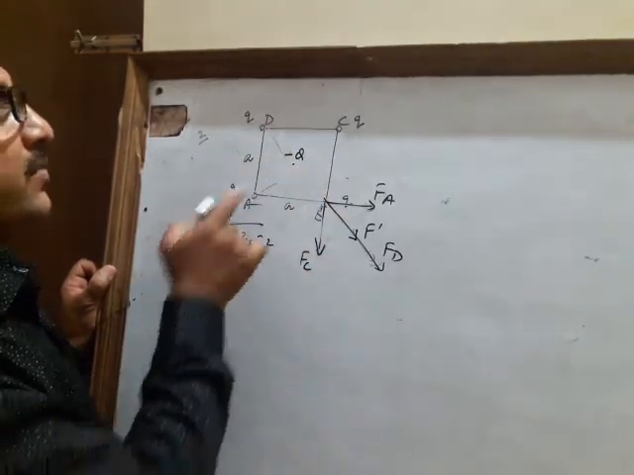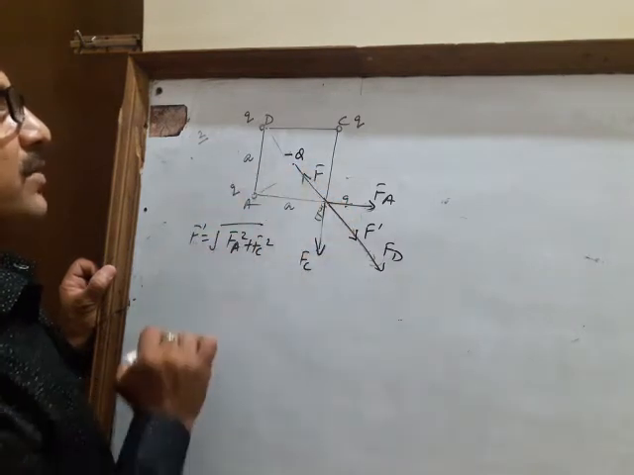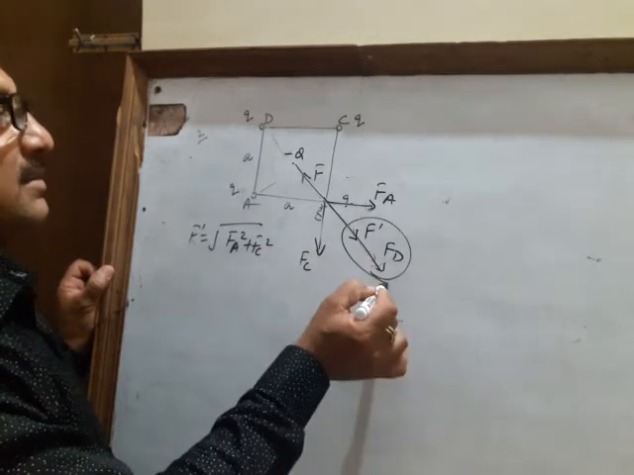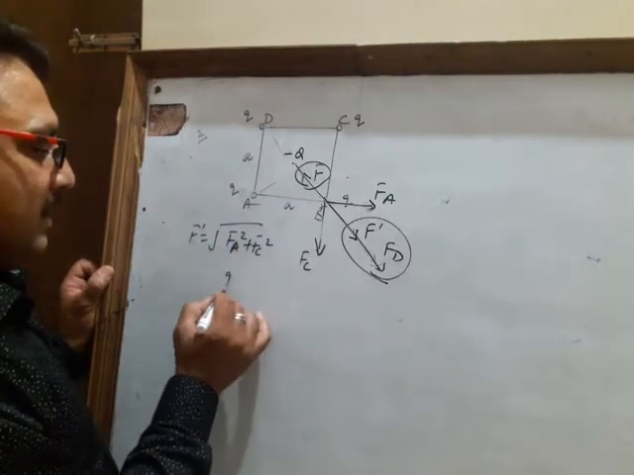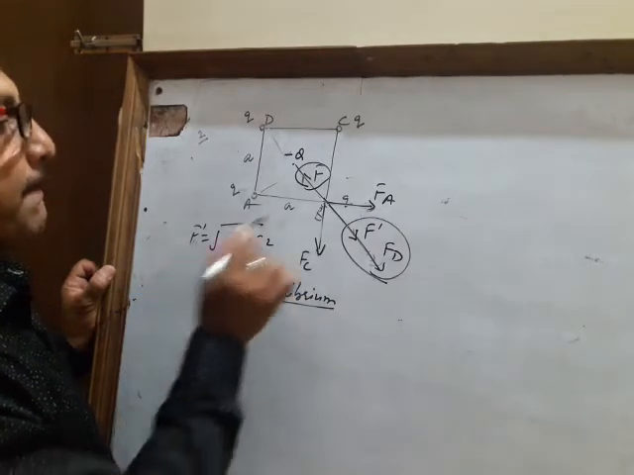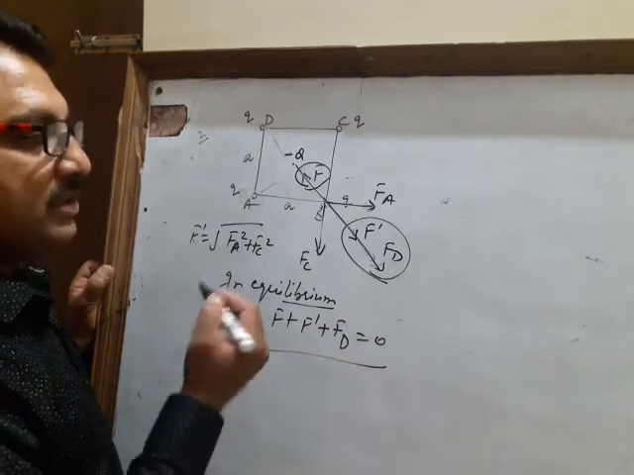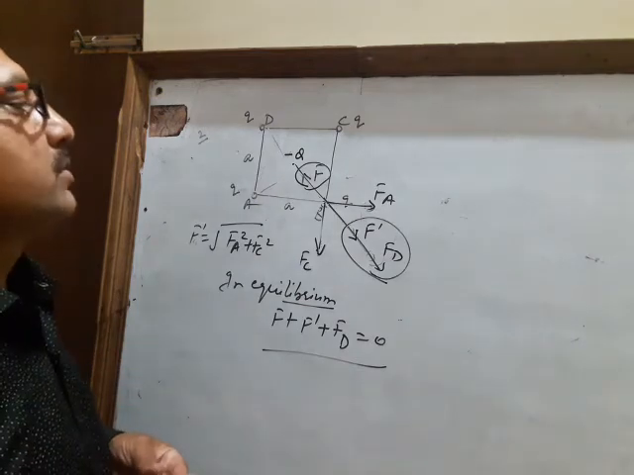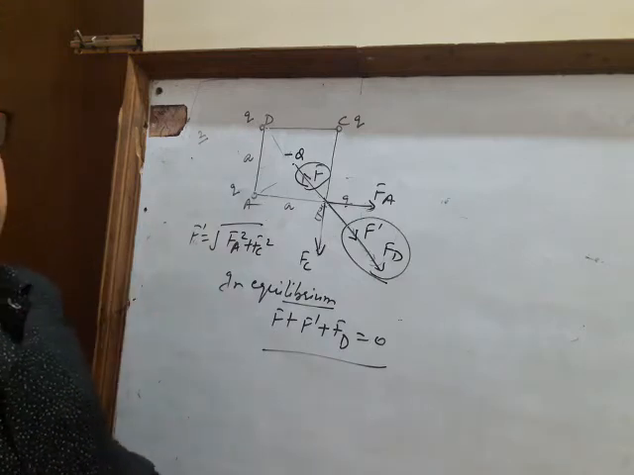Then we are left with only this charge now. This will exert an attractive force now. Let it be F. So now you can see these two forces are acting opposite to this force. So in equilibrium, F plus F dash plus Fd is equal to 0. This you have to solve, and you can easily get the magnitude of this charge Q, which is placed at the center, so that the whole system is in equilibrium.